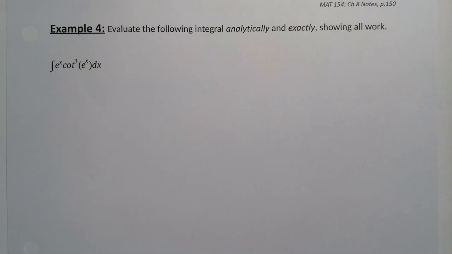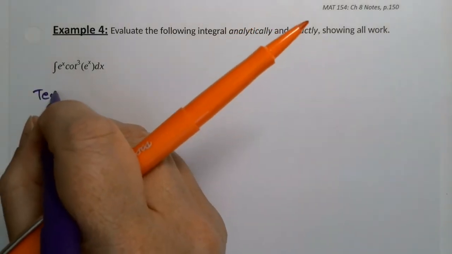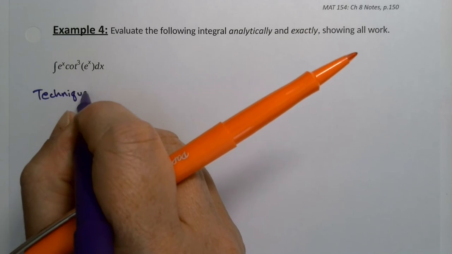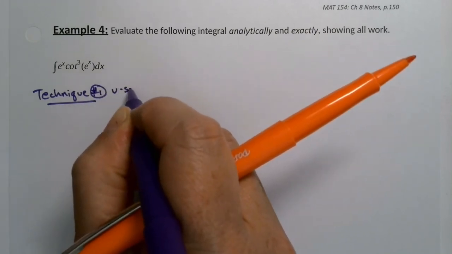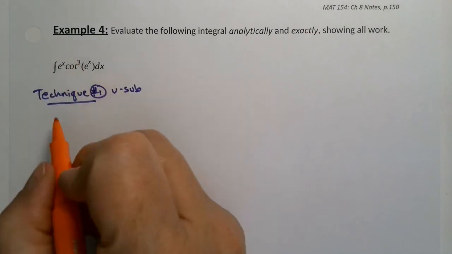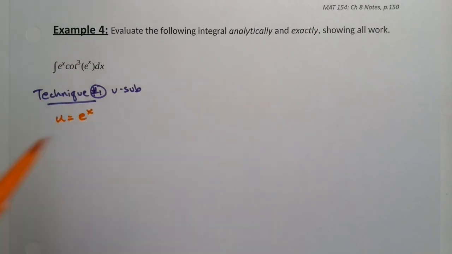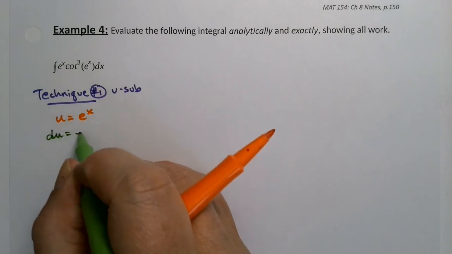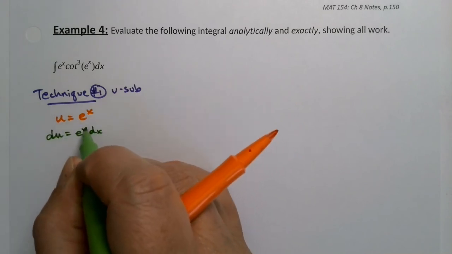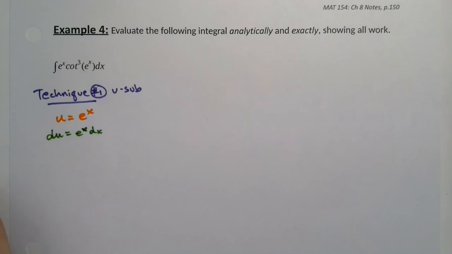All right, now this problem I can see yet again we're going to have a u sub. I mean, really, it's kind of getting old hat at this point. So technique number one is definitely going to be u sub, where u is really obviously going to be e to the x, and du is e to the x dx. And it's not even a tricky u substitution, I mean, really.